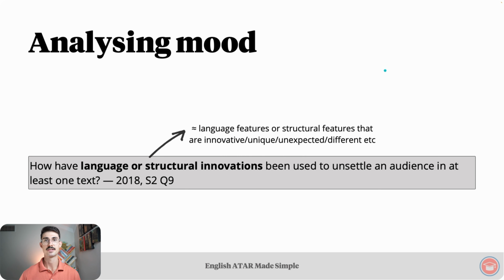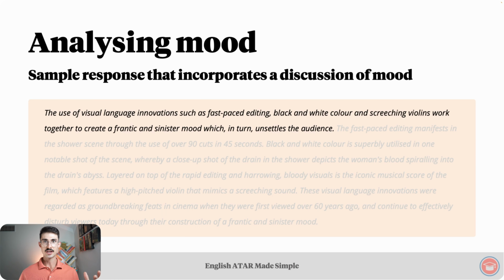Even though the question doesn't explicitly include the word mood in it, I can nonetheless incorporate a discussion of mood by writing something like this. The use of visual language innovations such as fast-paced editing, black and white color, and screeching violins work to create a frantic and sinister mood, which in turn unsettles the audience.